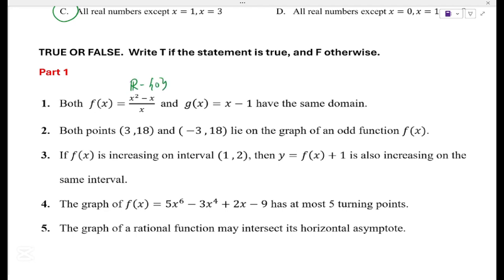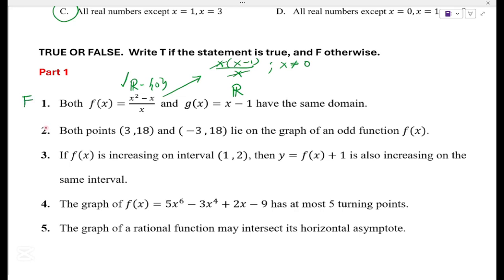And here in the function g, x minus 1, that's a polynomial, meaning it's all real numbers. And take note, even if you simplify this to x times x minus 1 divided by x, and you cancel this, you have to put x is not equal to 0. That's why that's the domain. So they don't have the same domain, so this is false.